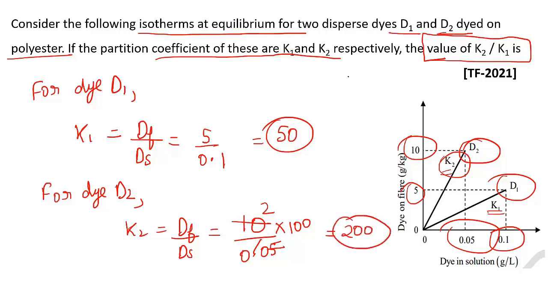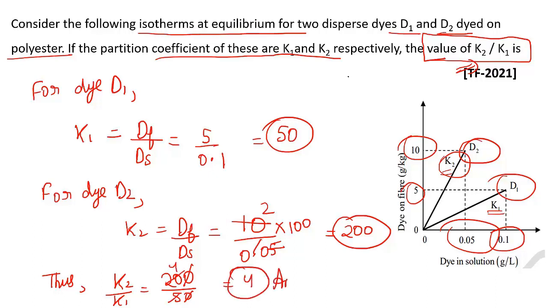So K2 is 200, and what we need to find is the value of K2 to K1. It is very simple. K2 upon K1 is equal to 200 upon 50, which you can solve as 4. The value of K2 to K1 is 4. The answer is 4. I think it is very much clear to you.